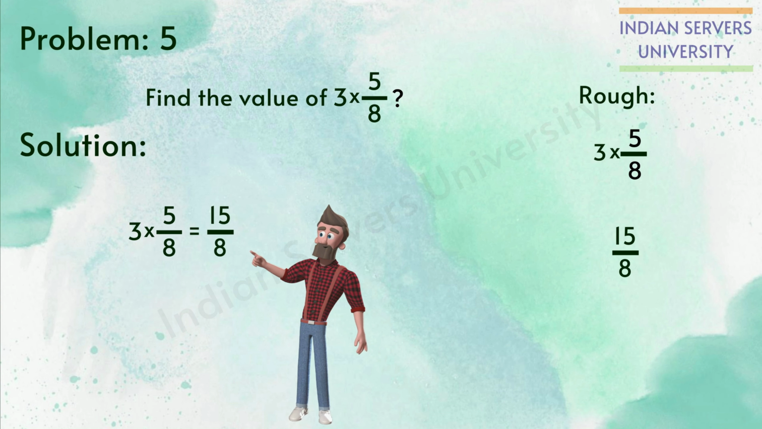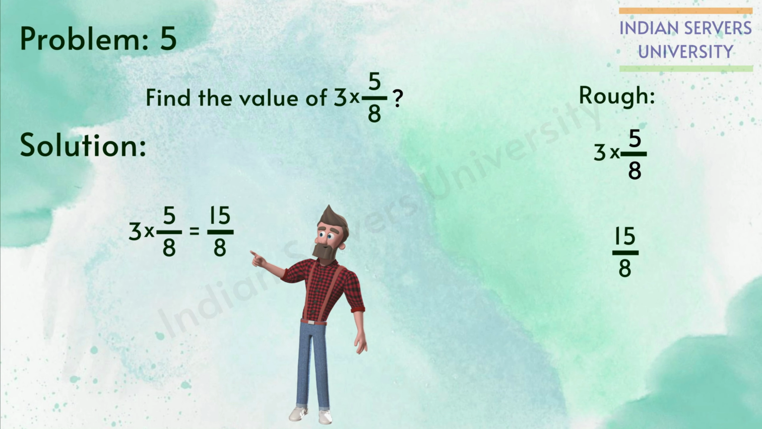Next problem, 7 into 3 and 5 by 6. 3 and 5 by 6 అంటే 6 into 3 18 plus 5 23 by 6. So 7 into 23 by 6, that equals to 161 by 6.